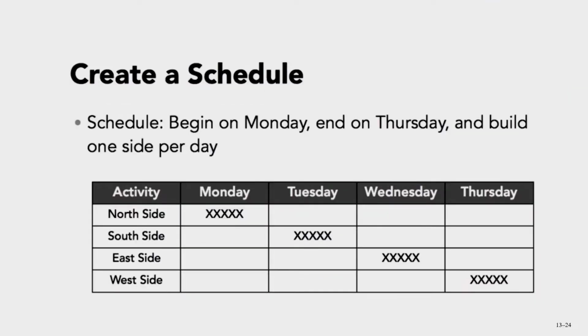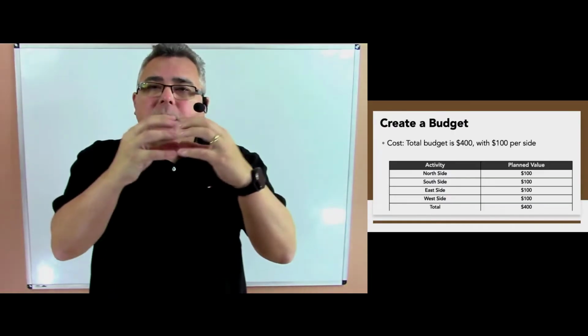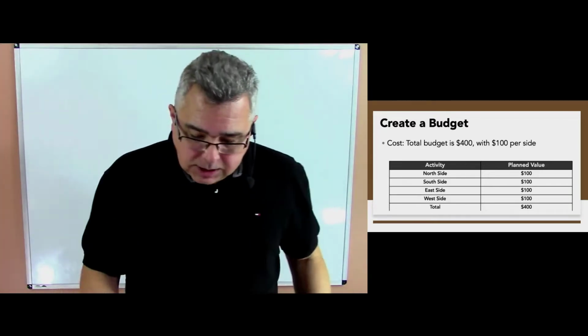Then you have to prepare the project scheduling. And that's the scheduling. You'll be building 1 side per day. So Monday will be the north side, Tuesday the south side, Wednesday the east side, and Thursday the west side. And that is the budget. For each side, you have a budget of $100. In total, the budget for the whole project is $400. From here, considering the budget together with the Gantt chart, we can develop the time phase budget. And that is the next step.